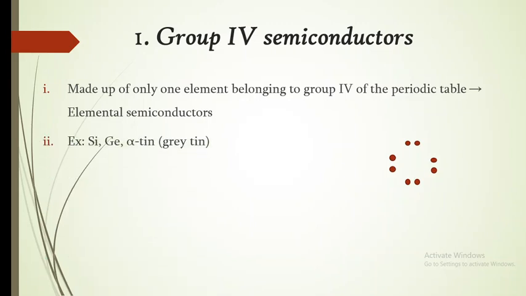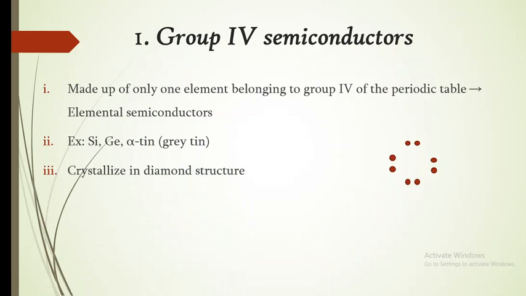Some of the examples are silicon, germanium, alpha tin, also known as graphene. So these are the well-known examples of semiconductors coming under group 4 of the periodic table.